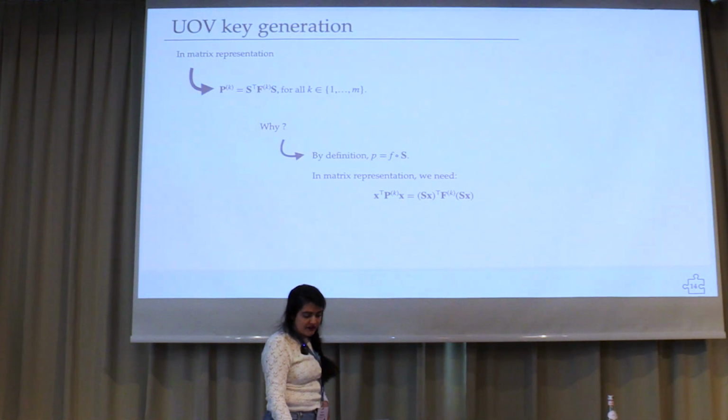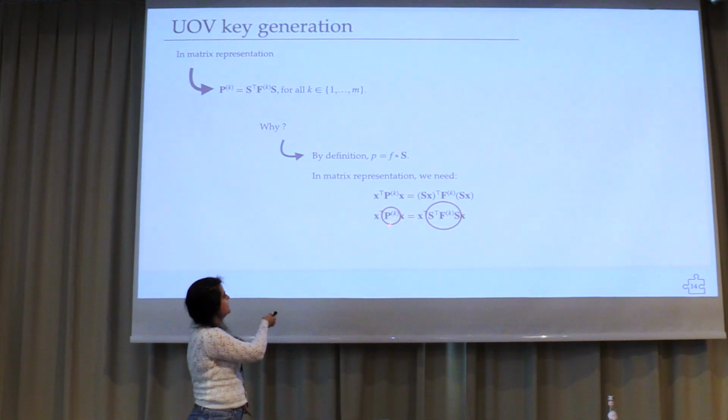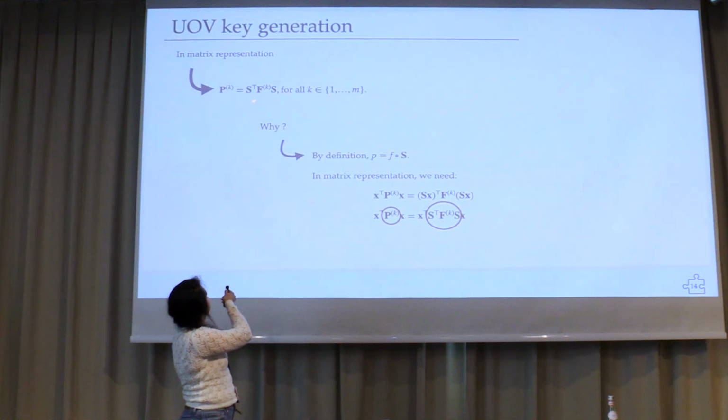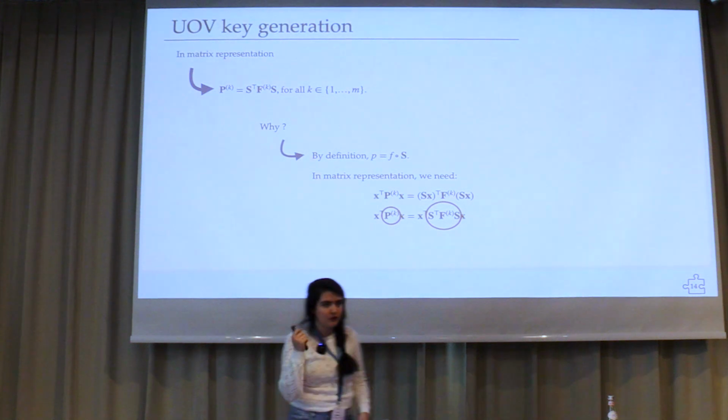And if I remove the transpose now, you will see that this is exactly what I get. So x transpose times this times x is equal to x transpose times this times x. So it means that this is equal to that. That's why, if you want to do key generation, you pick your F, you pick your S, and then you infer P like that.